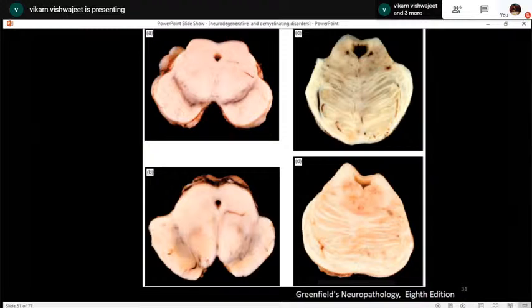Here you can see the upper left corner of the picture shows normal substantia nigra in a control patient, and when compared to the diseased, there is significant pallor of the substantia nigra. The upper right corner shows normal locus ceruleus pigmentation, and in these cases there is marked loss of these pigments. So examination of these areas is very important.